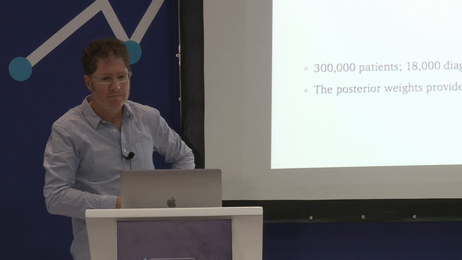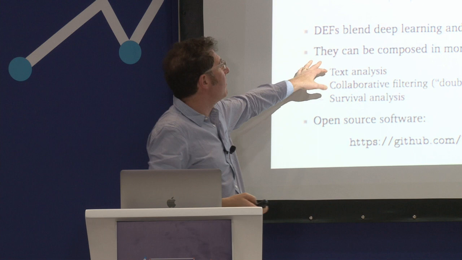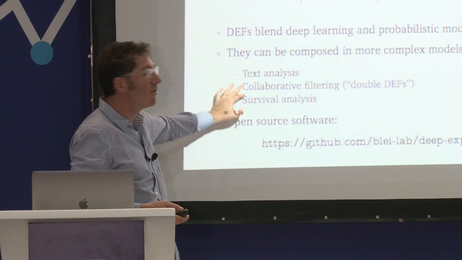Okay, so this idea, deep exponential families, blends deep learning and probabilistic models. You can see how we are representing our data as layers of hidden variables. If you're familiar with deep learning, this is like just turning the hidden units of a deep neural network into random variables. Like all probability models, DEFs can be composed in more complex models. Okay, so we've used them, for example, for recommendation systems and for survival analysis. And there's open source software for fitting DEFs online.